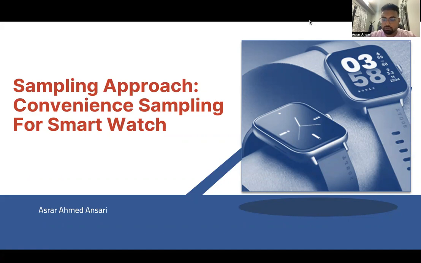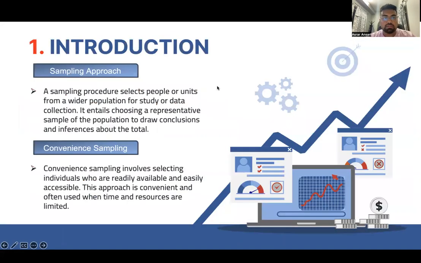Before going to the slide, I would like to choose a smartwatch for this whole sampling. I have chosen a smartwatch product. Before starting, let's talk about what sampling is. Sampling is a method or strategy used to select individuals or elements from a larger population for the purpose of conducting research. It is not always possible to survey a huge number of people because of limited time and limited budget. We have to choose a limited number of people for the research, which is known as sampling.